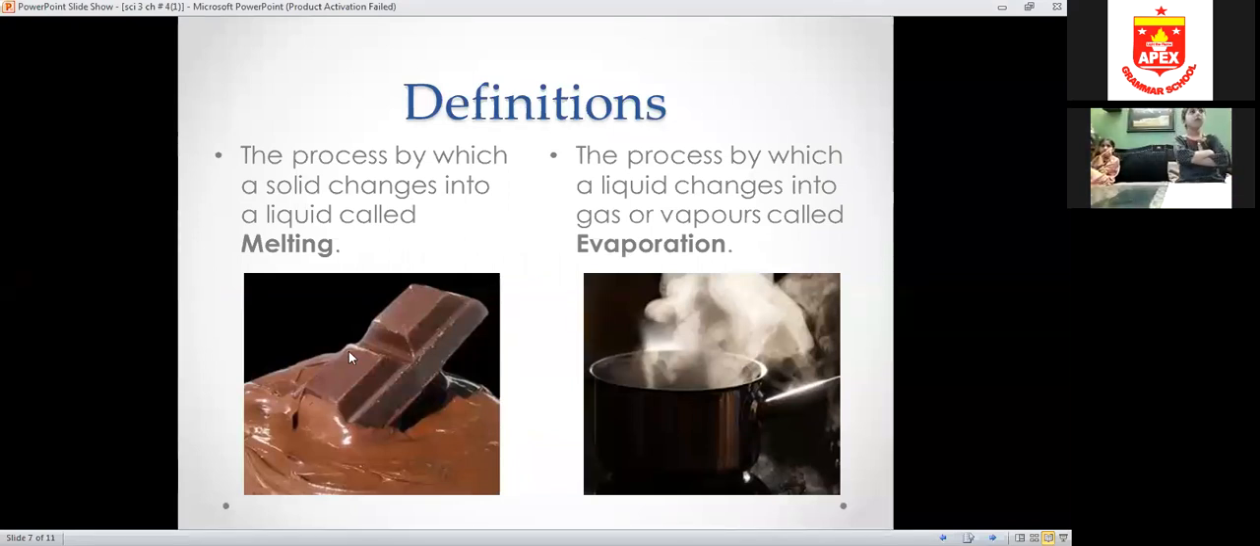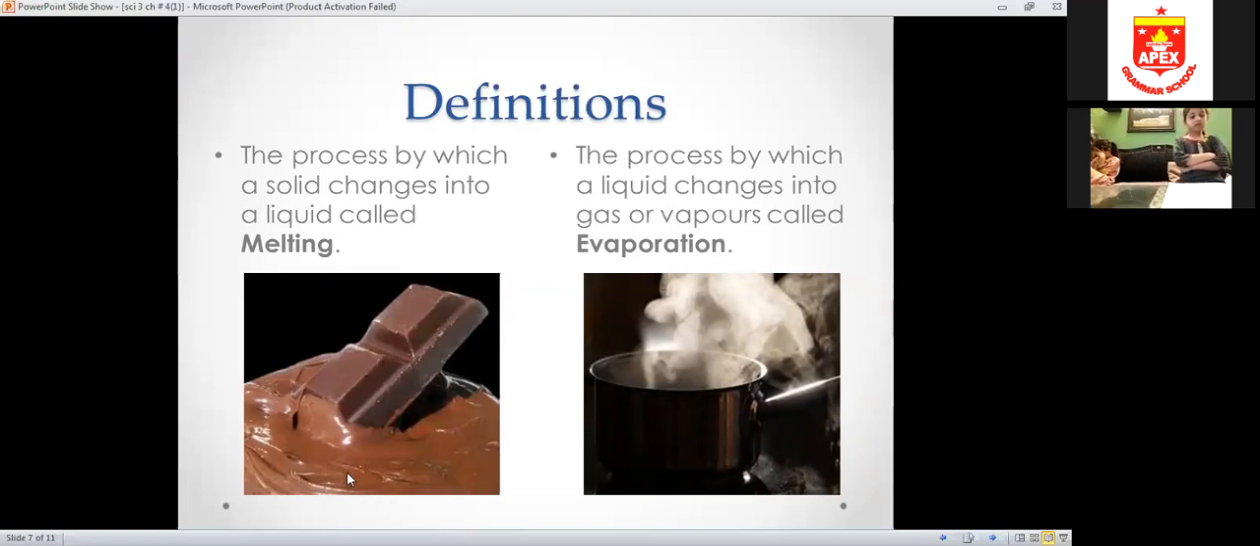I explain it. The first definition is about melting: the process by which a solid changes into a liquid is called melting. Here is an example of a chocolate. You can see this chocolate is in solid shape, and then it starts melting in the summer in the presence of heat. It changes into liquid. You can see liquid chocolate. This solid chocolate turning into liquid chocolate, this process is known as melting. सॉलिड शेप किस में चेंज हो रही है, लिक्विड में.